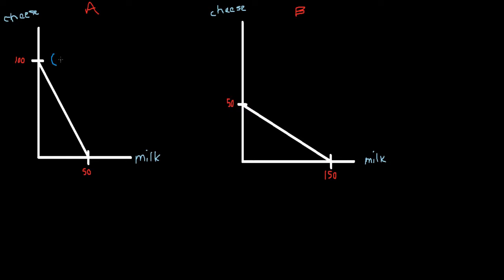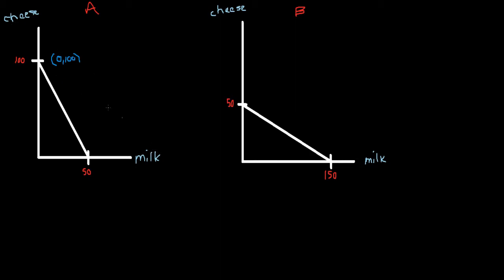This point would be 0 because you're making 0 of the x-axis good, and then your y-intercept would be 100. So this point is (0, 100), which represents 0 milk and 100 cheese. The measurements could be pounds or whatever. It doesn't matter. It's just milk or cheese.